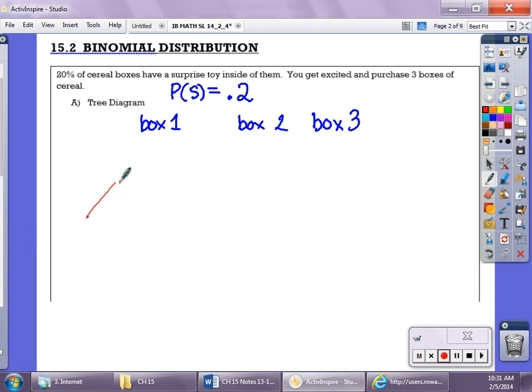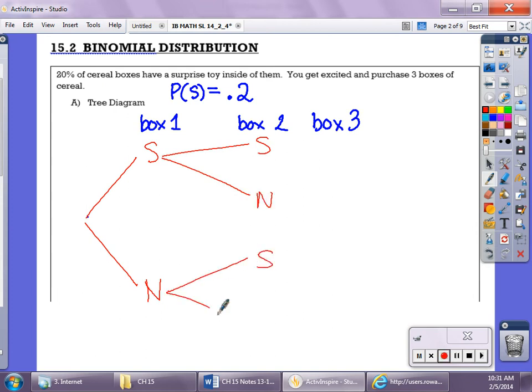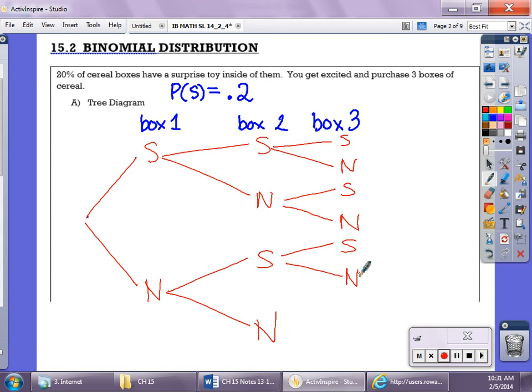So box 1, either you have a prize or you don't have a prize, so we'll use an N. And then given box 1, you could get box 2, which has a surprise or doesn't have a surprise. And then box 3, surprise, not surprise, and so on. Remember, to make this a probability tree, we actually have to write the probabilities on there. So a surprise is 0.2, and a not surprise is 0.8.